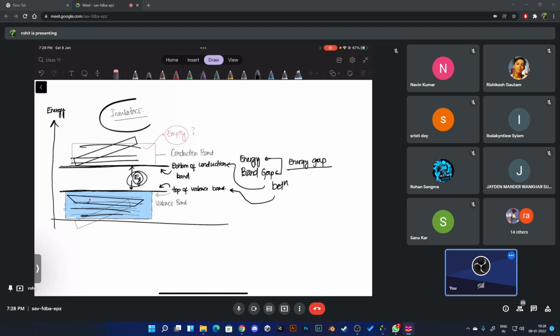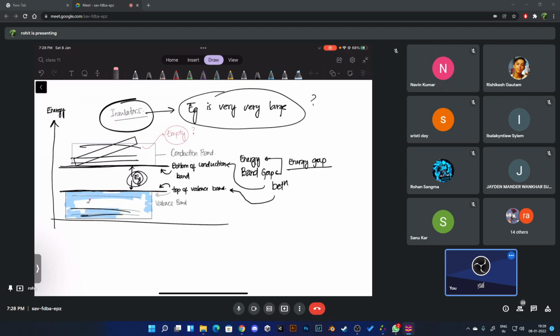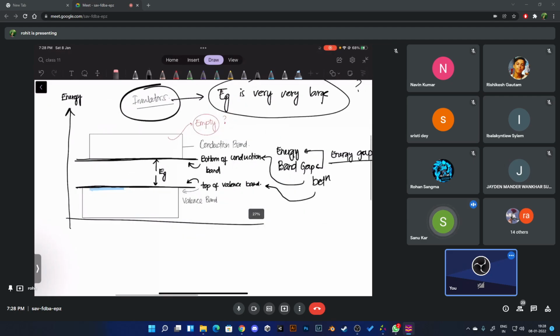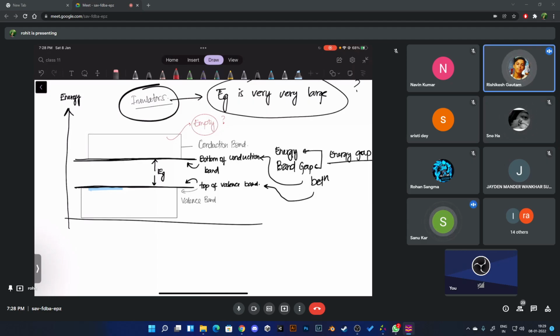And let me tell you, in insulators, this energy gap, EG, is very, very large. Now you tell me, what is the meaning of very large gap? It can't conduct electricity. That is correct, but can anybody tell me in a different way, what is the meaning of very large gap? If I tell you this gap is very, very large, electrons cannot go from where to where? From valence band to conduction band.